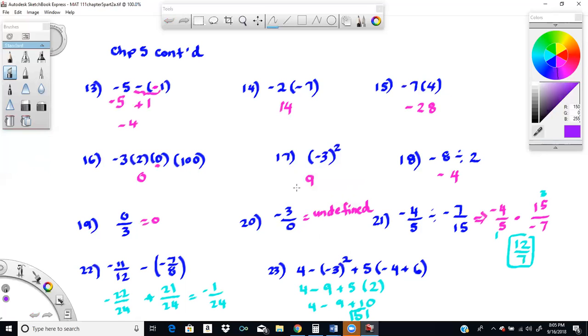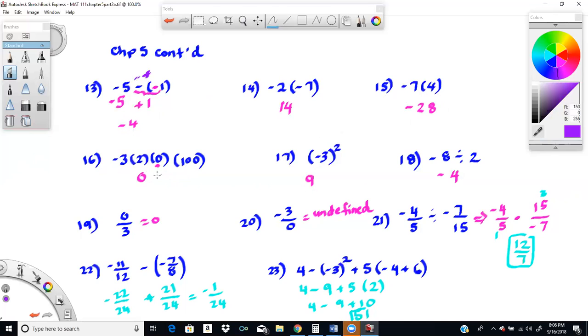All right, so looking at the first one, 13, you have a negative of a negative. When you have a negative of a negative, that becomes positive. That's the rule. So you have -5 plus 1. That gives you -4. Here you're multiplying. When you're multiplying two negatives, it's always positive. If you multiply a positive and a negative, you get negative. So -2 times -7 is 14. -7 times +4 is -28.